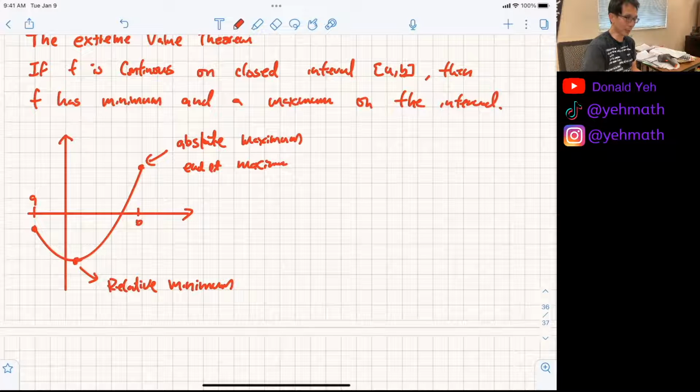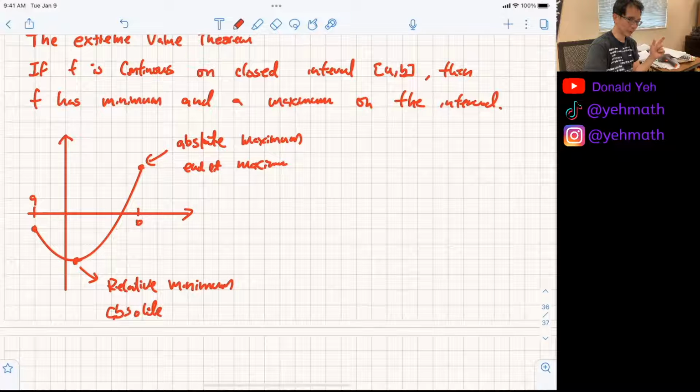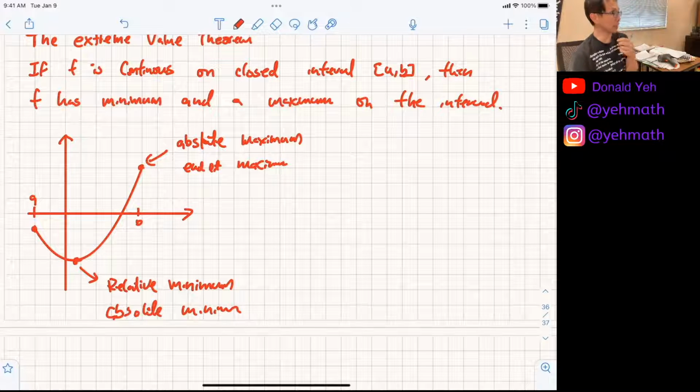Now sometimes you can have an endpoint right here. This is neither a maximum nor a minimum. Does that make sense? Okay. So this point is a relative min because it has decreasing, increasing. This one is an endpoint maximum, but in this case it's going to be the absolute maximum. So this point has another name. What do you think this point's name is? Absolute minimum. So absolute is the lowest and the highest.